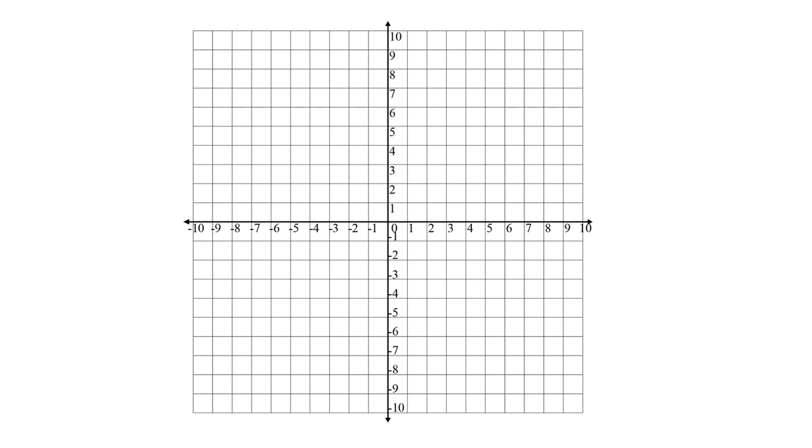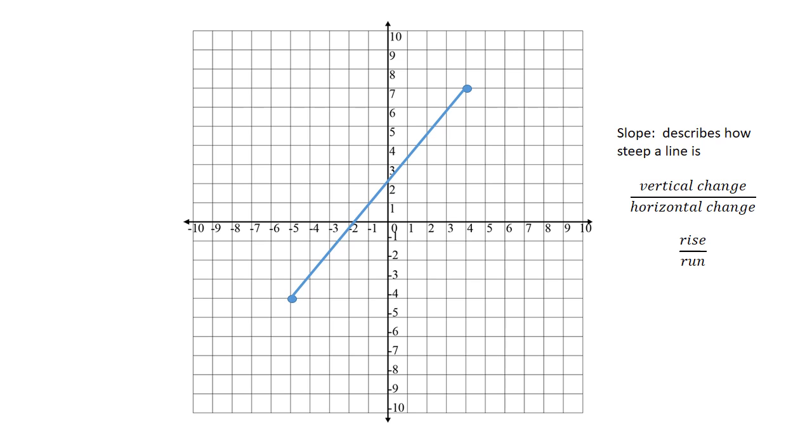So here's our coordinate plane. If you have 2 points on that plane and you connect them using a line segment, you can define this line segment using what's called slope. So your slope is going to describe how steep the line is. And your slope is defined as your vertical change divided by your horizontal change.